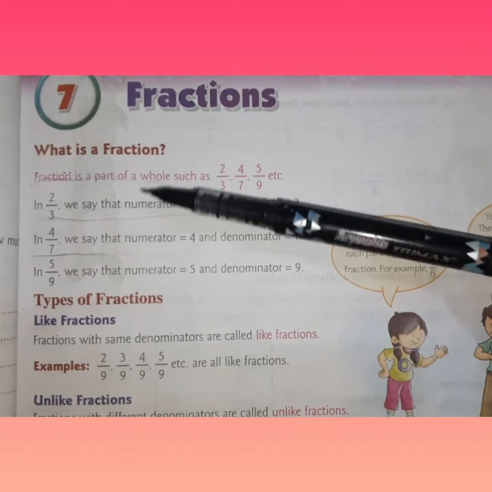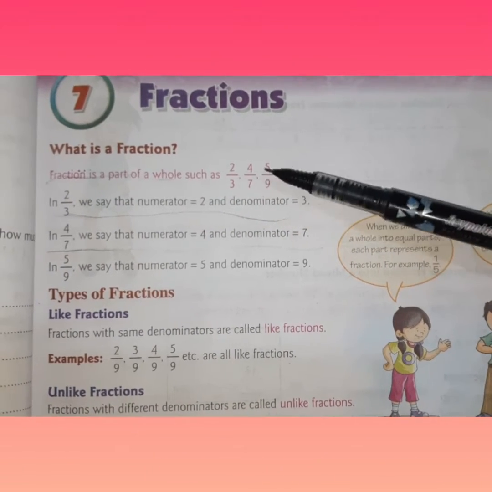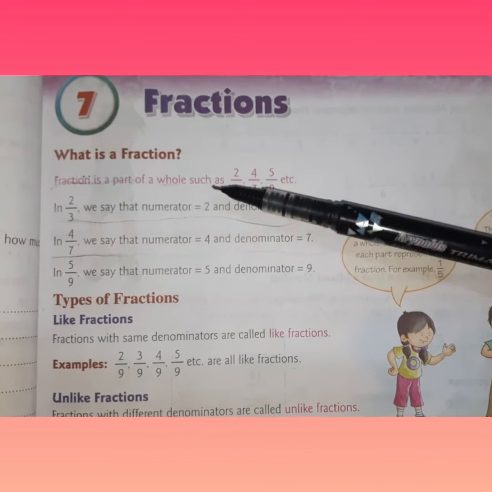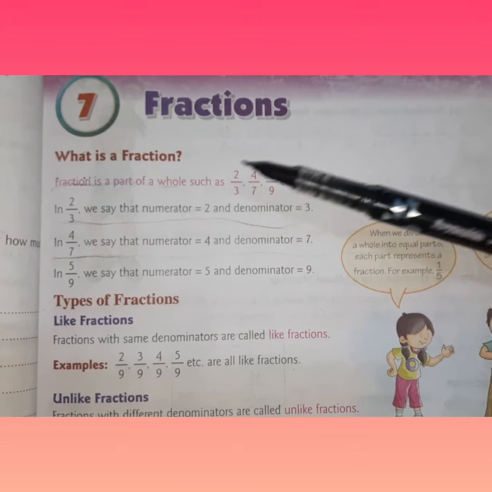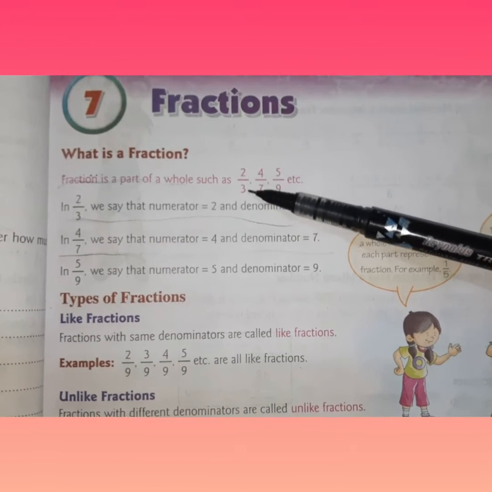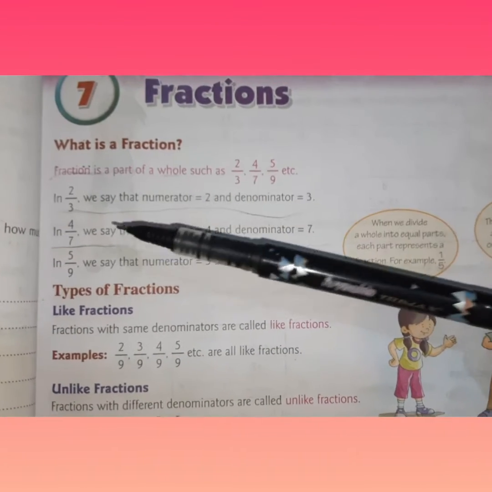What is a fraction? A fraction is a part of a whole, such as 2 upon 3, 4 upon 7, 5 upon 9, etc. When we have to make a part of the whole, then it becomes a fraction. Like 2 upon 3, 4 upon 7, 5 upon 9.